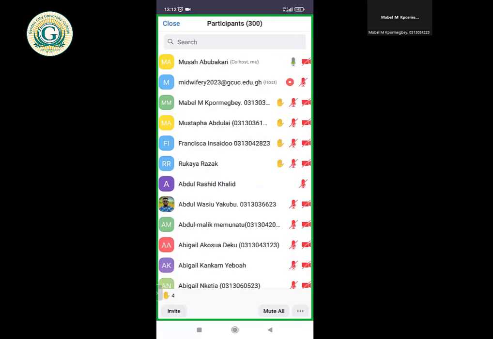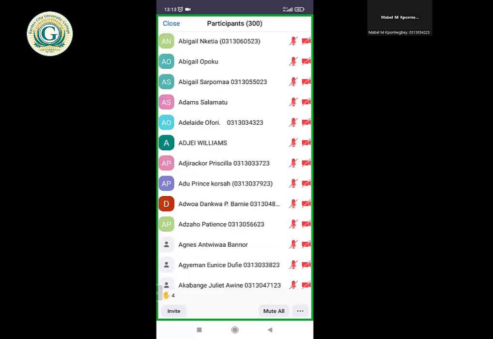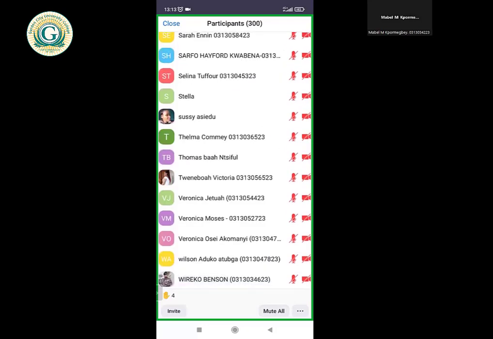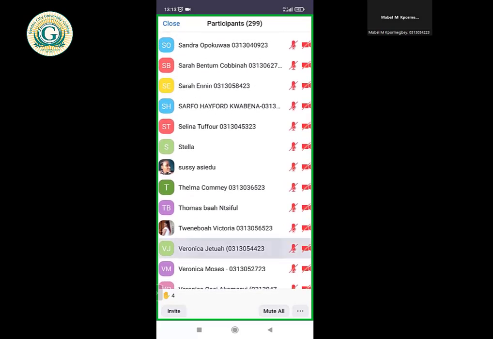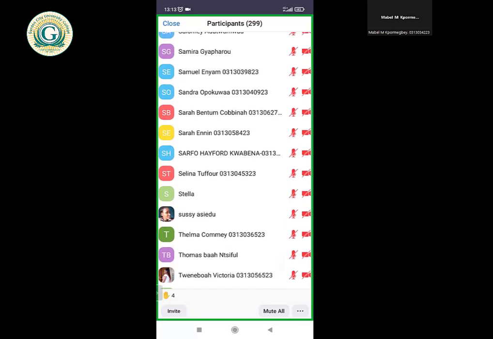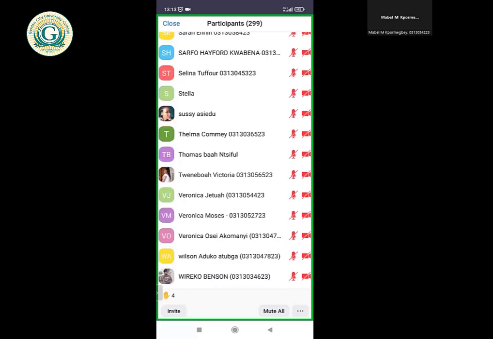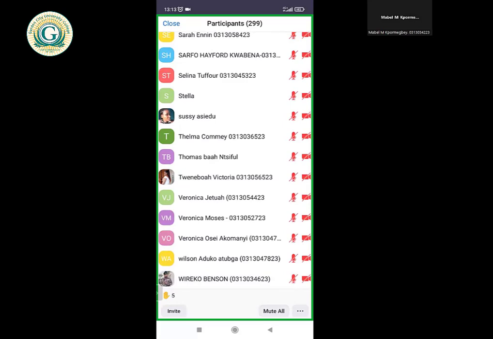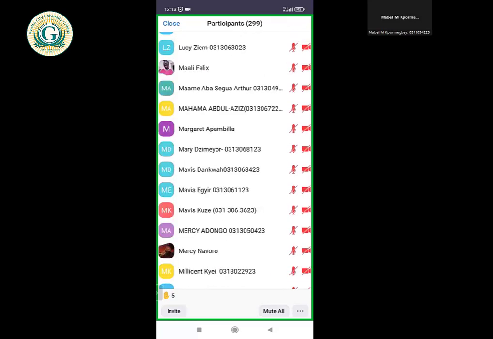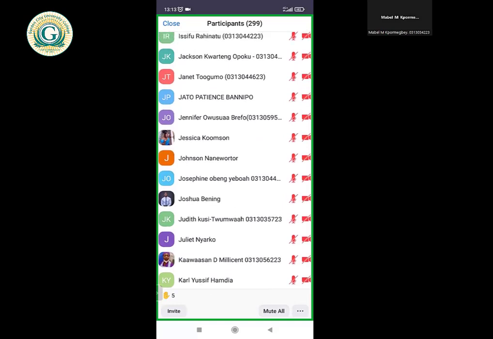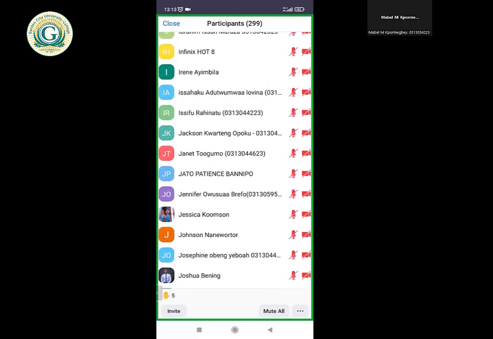Whoa, so there are like 300 of us in this class. That is a mass class. And there are backing vocalists somewhere. I can see Susie, Asiedu, Stella, Tufo. Hayford has never asked me a question. Samuel has never asked one. Veronica Moses has never asked one. Rekun is my friend. Felix is there. Kumsin has asked questions. Jackson Kwatin Opoku has never asked. And it's the same for Rahina too.